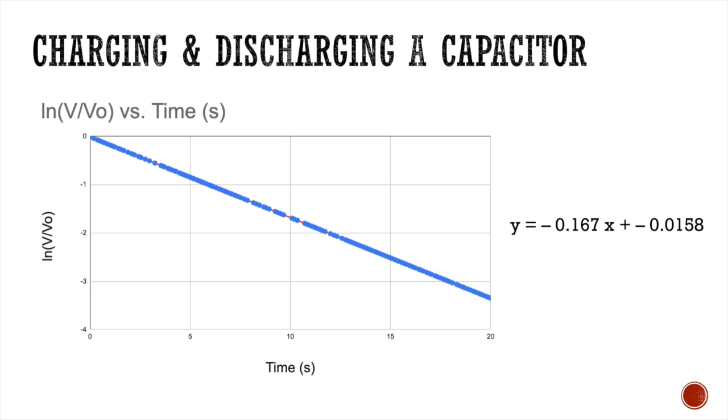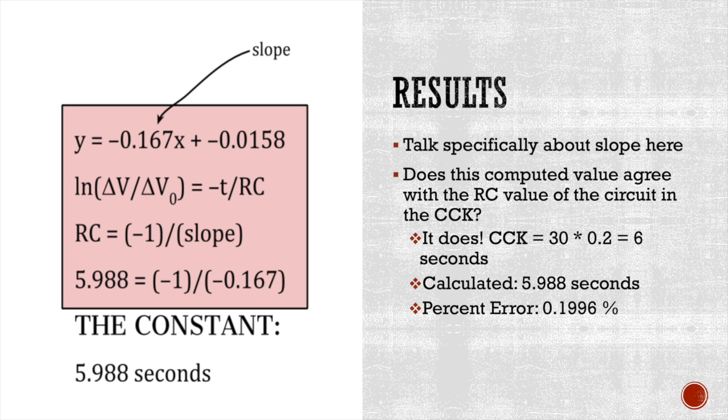Once we finally graphed our data and obtained a line of best fit, we obtained our equation to be y equals negative 0.167x plus negative 0.0158. At the beginning of our lab, we know that our actual RC value would be equal to 6, or 30 times 0.2.